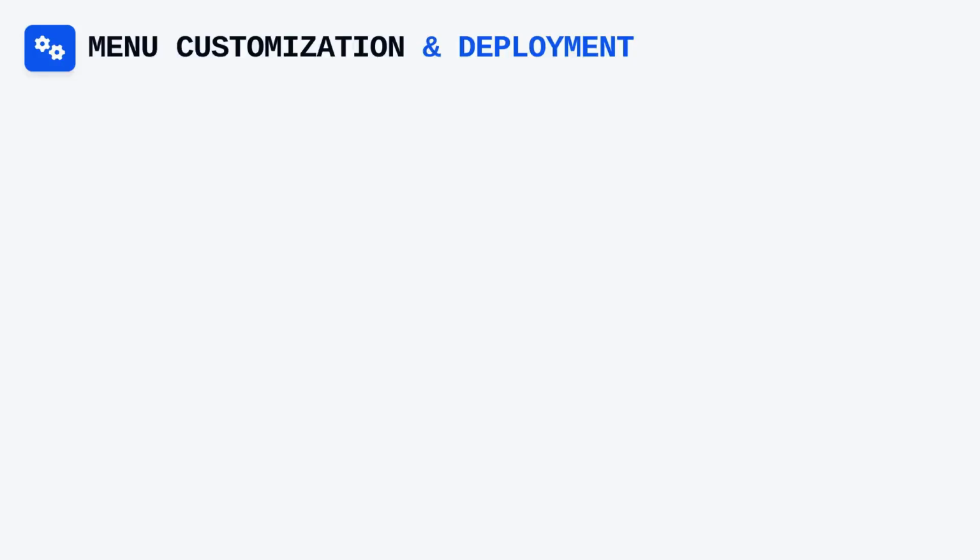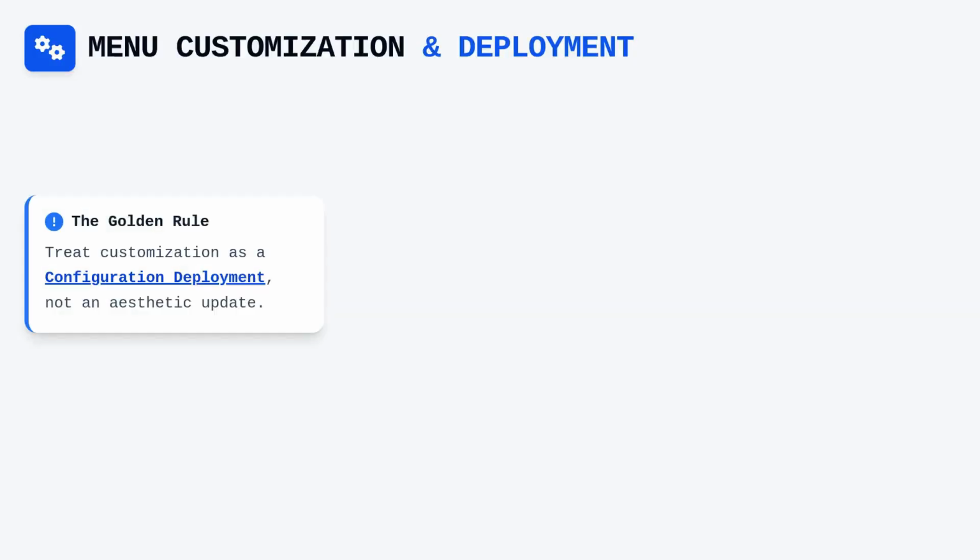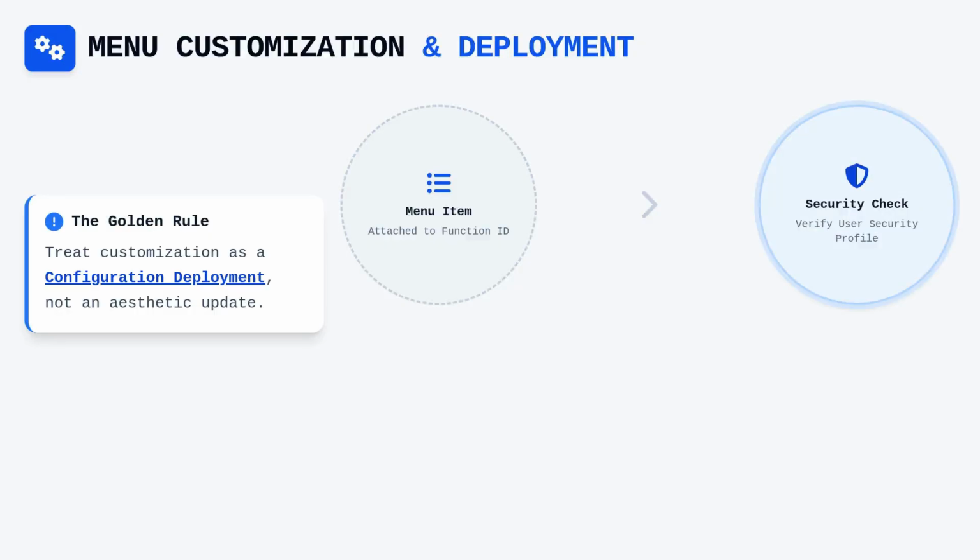In terms of effective implementation, you must treat menu customization as a configuration deployment rather than a simple aesthetic update. This involves checking the specific menu access rights associated with each function ID, because simply adding a menu item does not automatically grant a user the right to launch the underlying function. The architecture checks the security profile defined for the user against the function ID attached to the menu item before rendering it in the browser.